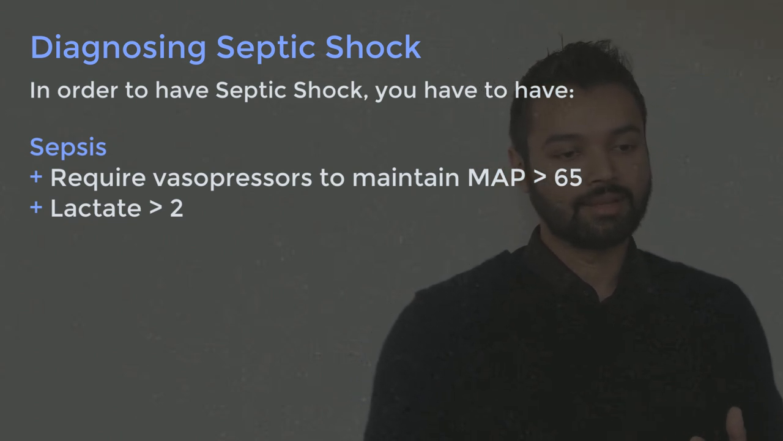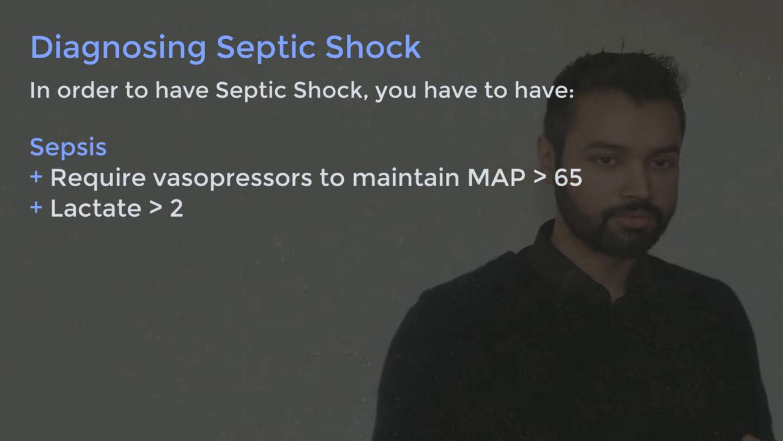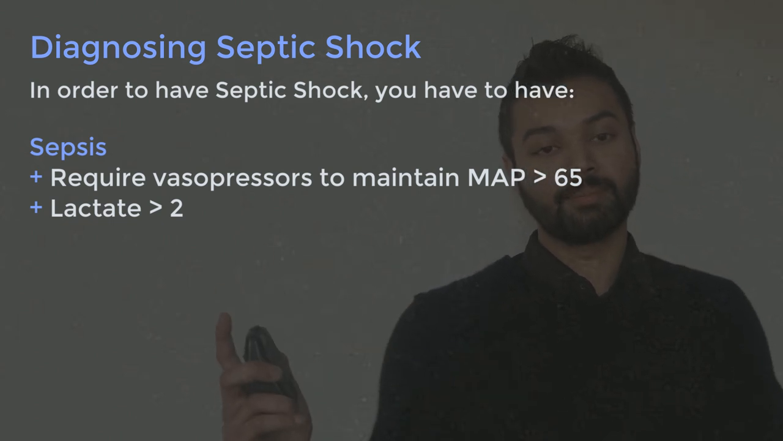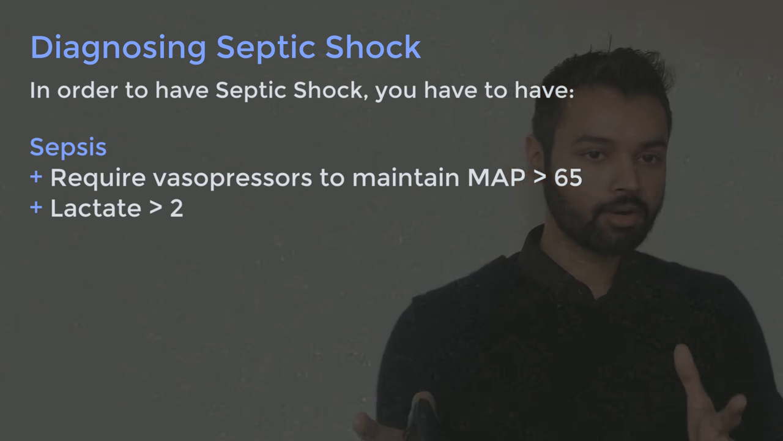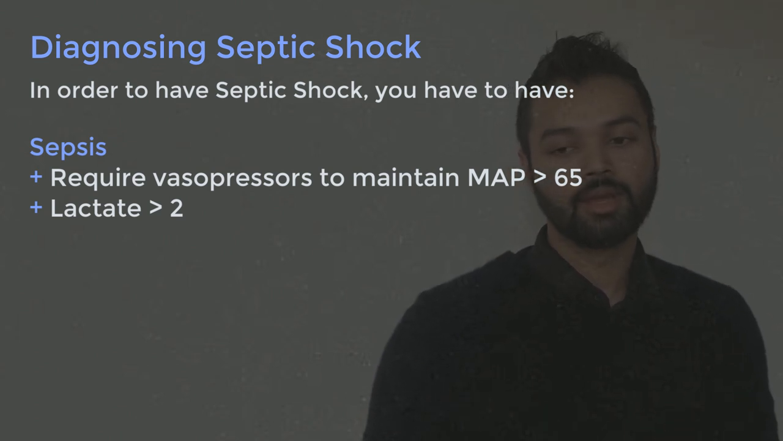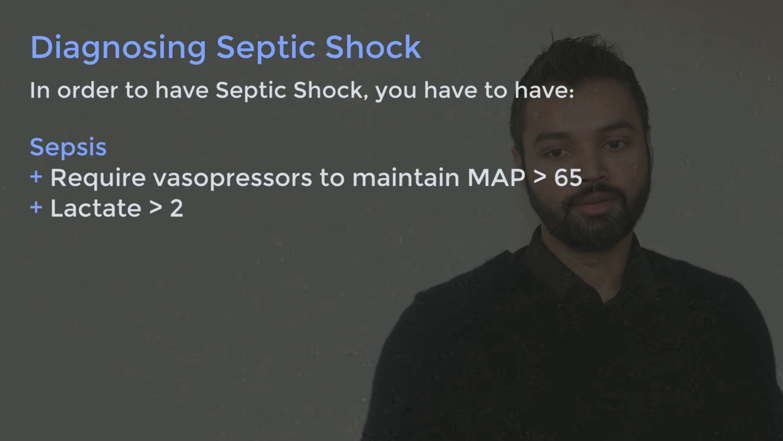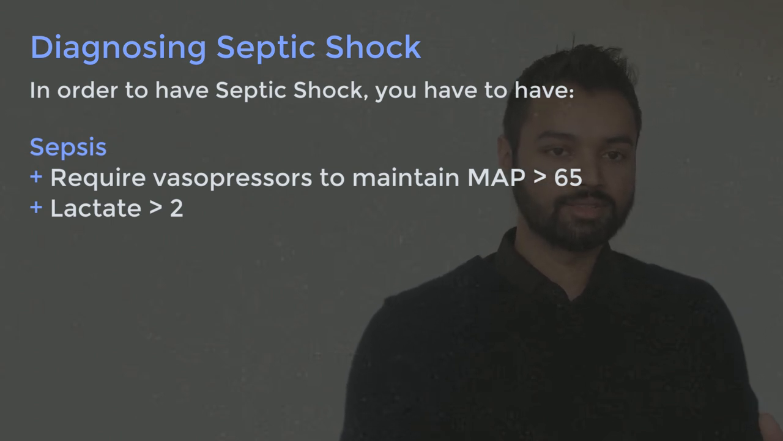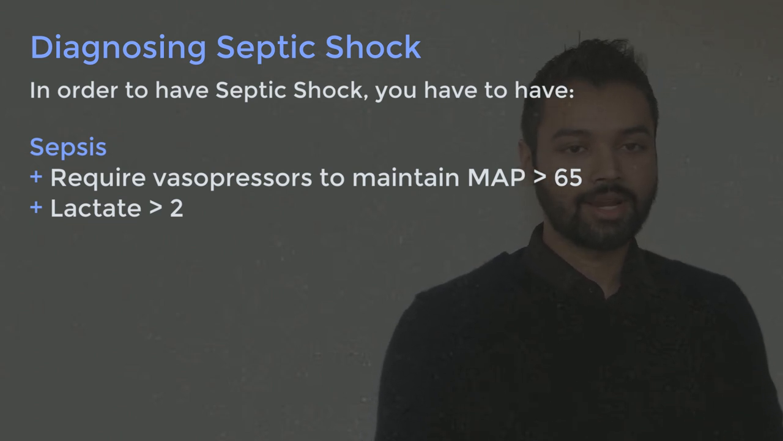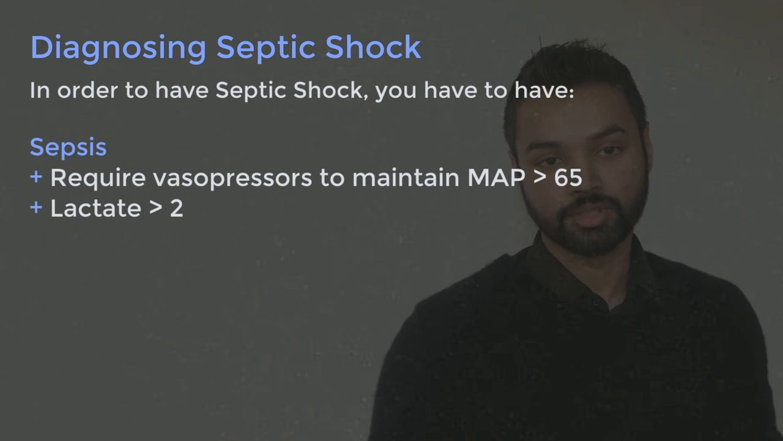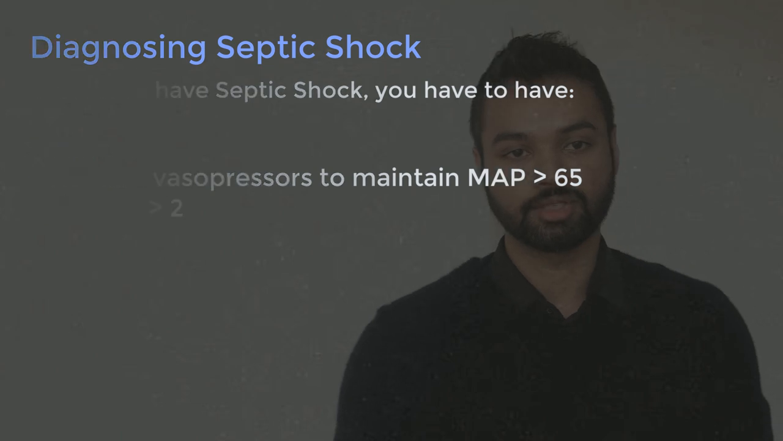The second thing you need is a lactate above 2. If you think back, lactate is a surrogate measure of tissue hypoperfusion, and if we think back to our biochemistry days, if the cells aren't getting enough oxygen, they go from aerobic metabolism to anaerobic metabolism, one of the byproducts of which is lactate. So if the lactate is elevated, it indirectly suggests that the tissues aren't getting enough oxygen and maybe they're not getting enough perfusion. So if lactate is greater than 2, then you have to consider a diagnosis of septic shock.